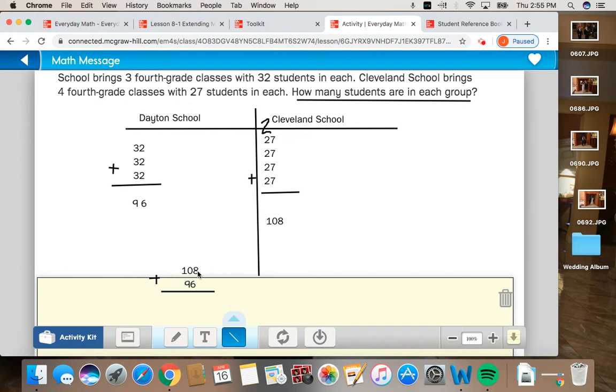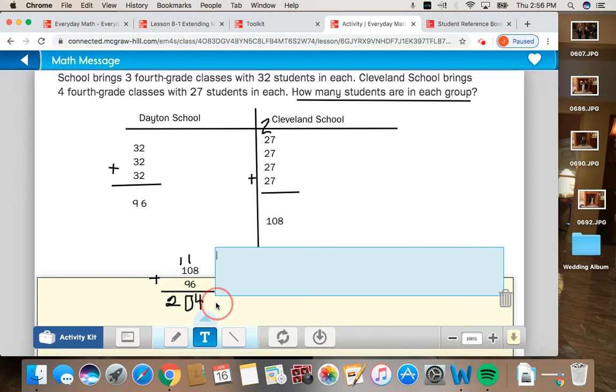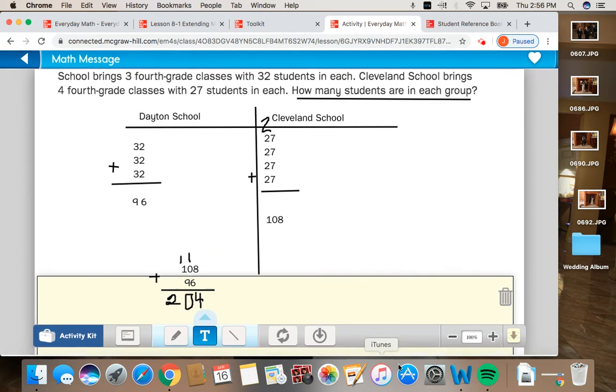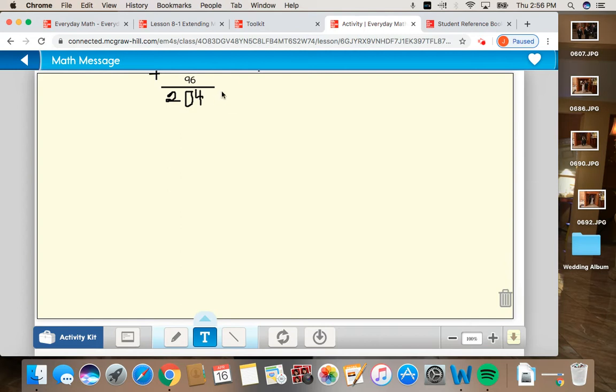My ones place is my 8 and my 6, which is 14. I'm going to regroup my 1, and here I know I have 9 plus 1 is 10. I'm going to regroup this one in the hundreds place and bring my 0 down here. 1 plus 1 is 2, and I end up with 204. And that 204, let me just move this down a little bit. That 204 is students all together.